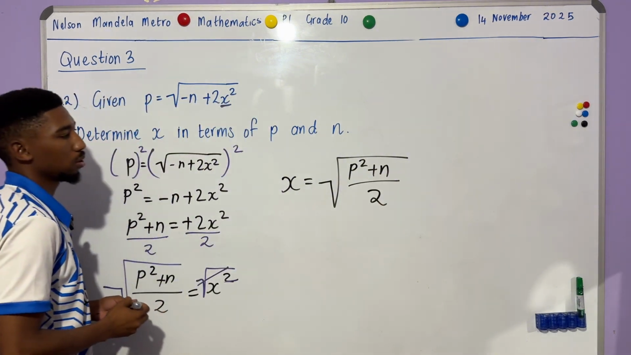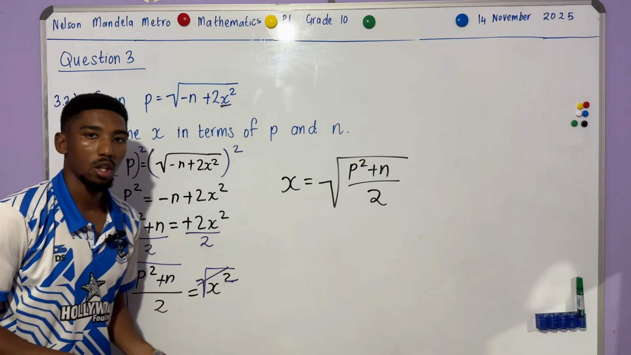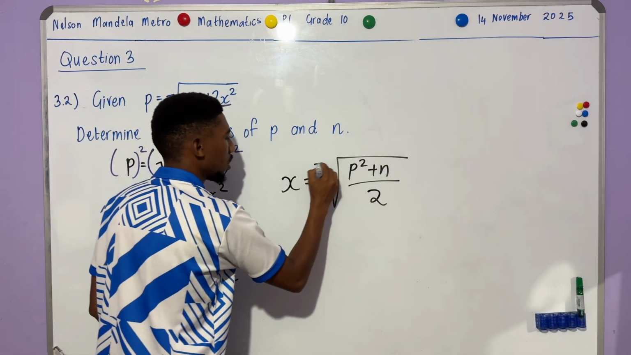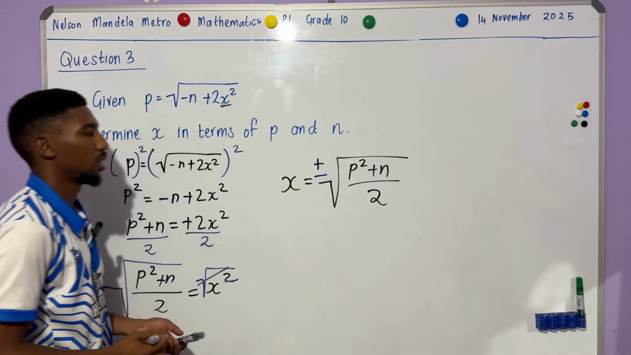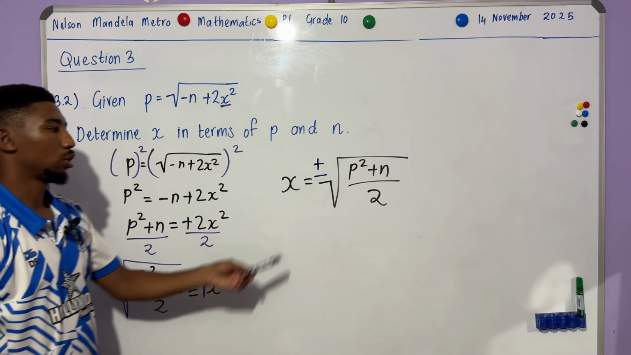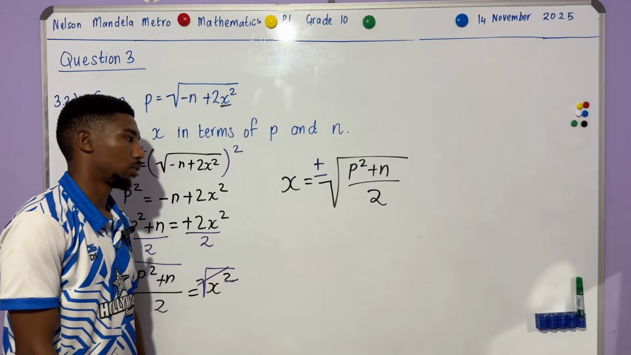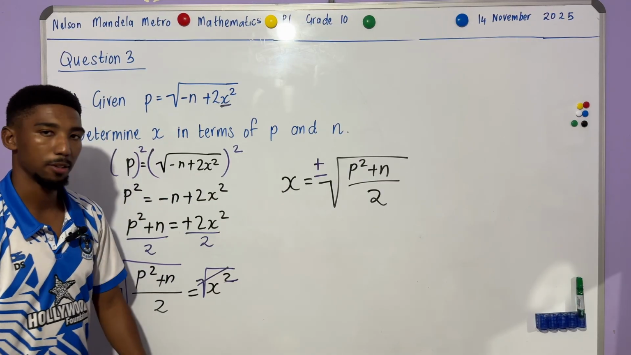What is important to note here? When we square root, our answer always has a positive or a negative value. So it is plus minus square root of p squared plus n over 2. Very important to note this over here.